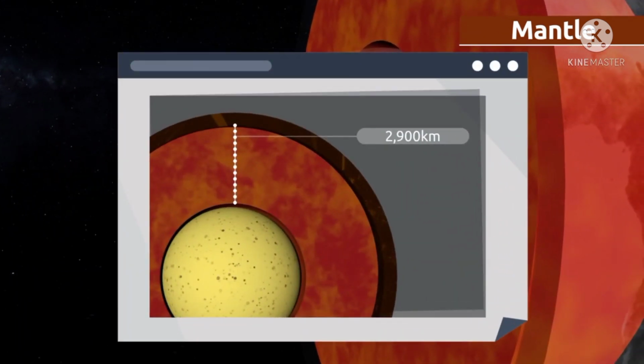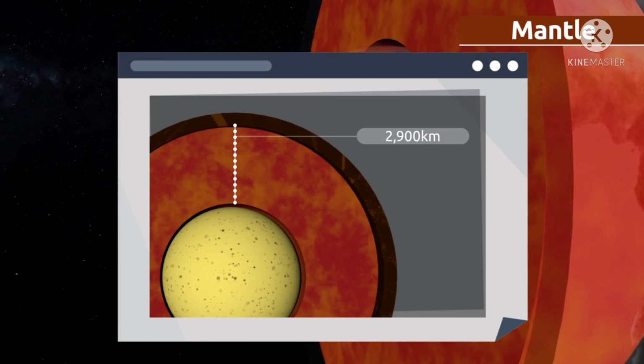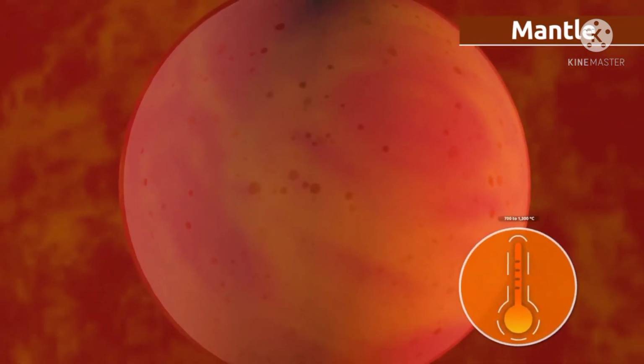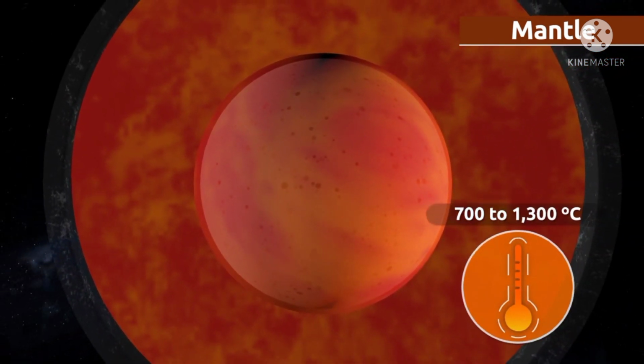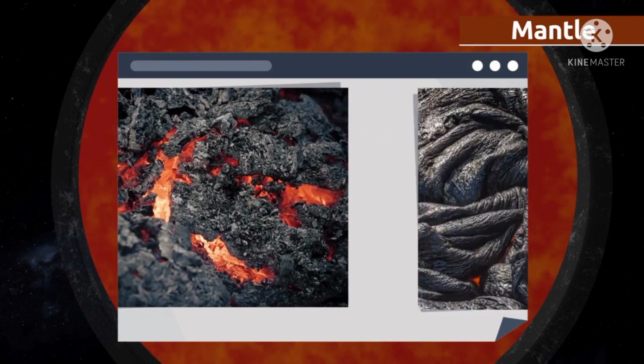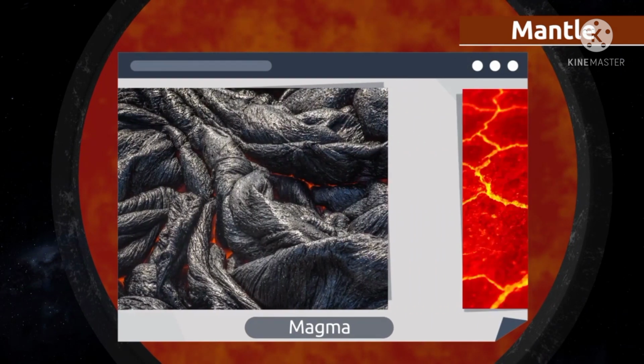It is 2,900 kilometers thick. The temperature is very high, ranging from 700 to 1,300 degrees Celsius. That is why it is made up of molten rock called magma.